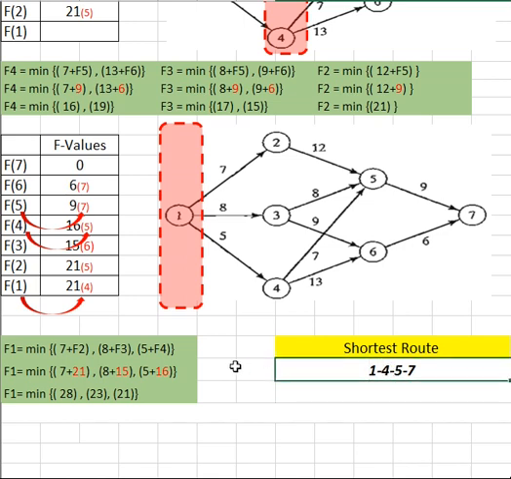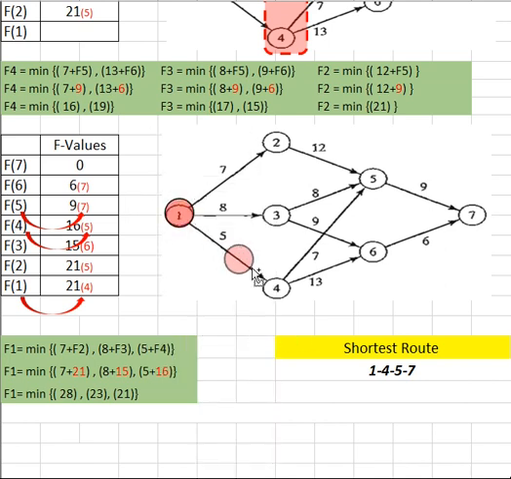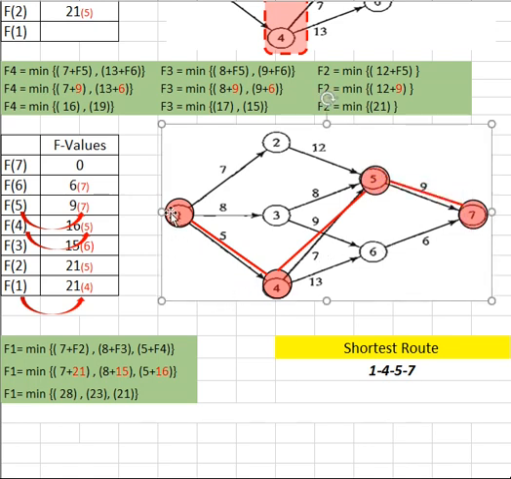Then, if you will be counting, ang ating node ay from 1 to 4 to 5, 7. So, let's consider this path. Meaning to say, ang ating shortest route from 1 to 7 is 1, 4, 5, 7. So, you could see, simple lang naman siya, kaya kita na natin agad kung alin yung shortest route, di ba?